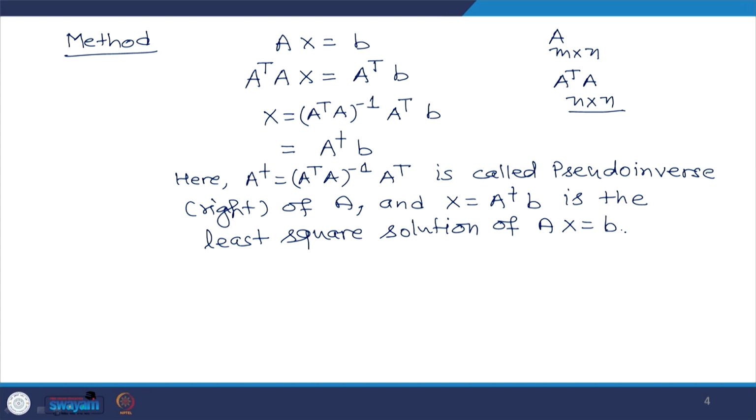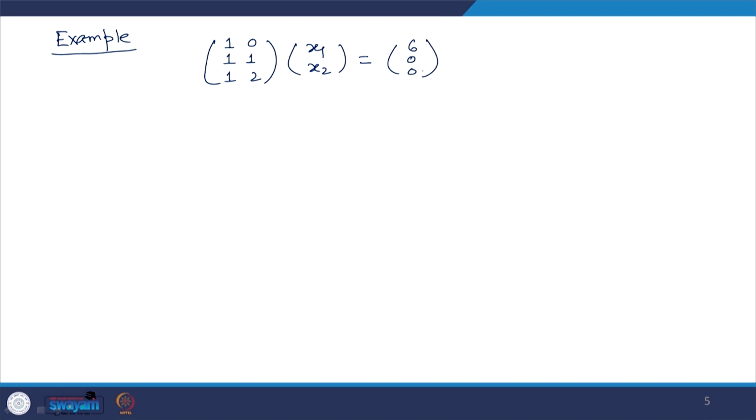Ax equals b. Let us take an example. What I am having is the matrix [1 0; 1 1; 1 2] times [x1; x2] equals [6; 0; 0]. So it is a 3 by 2 system, meaning 3 equations in 2 unknowns x1 and x2. So it is an overdetermined system, and we have to go for least square approximation.